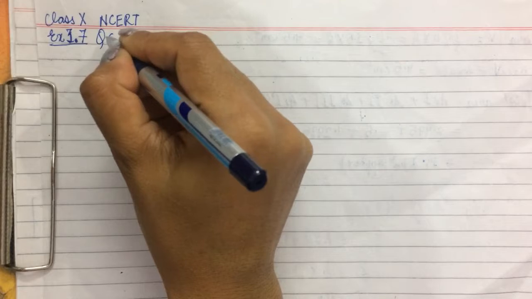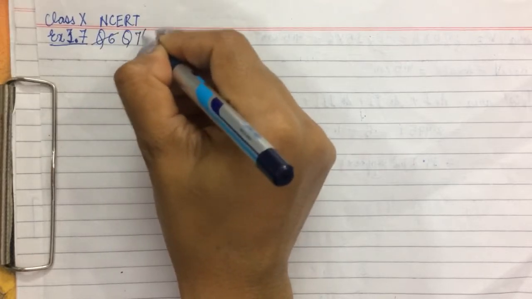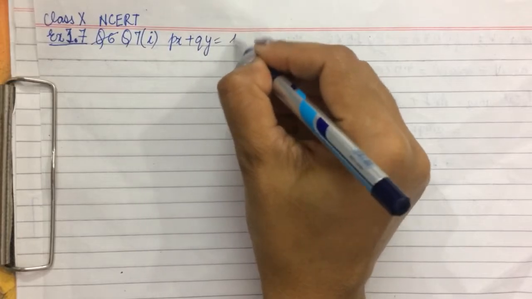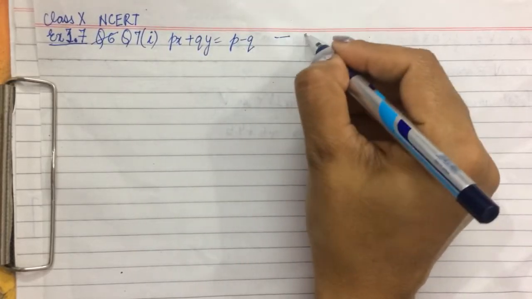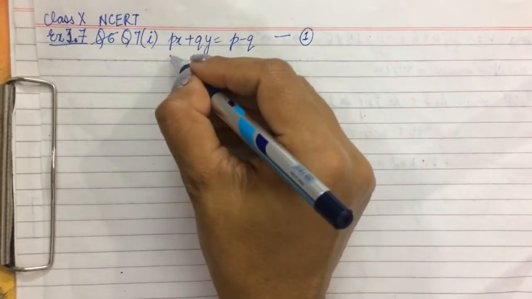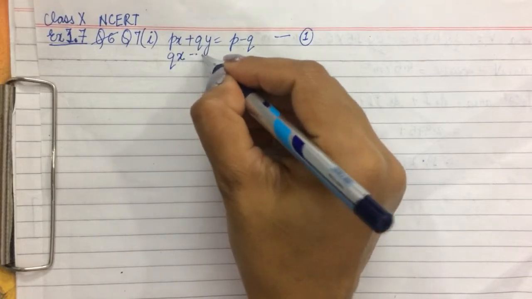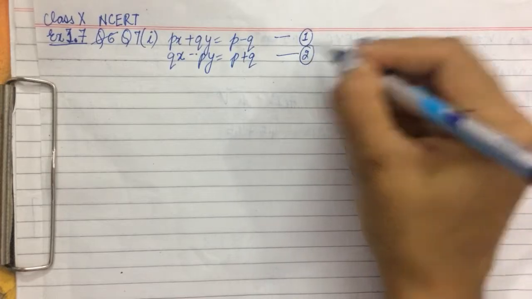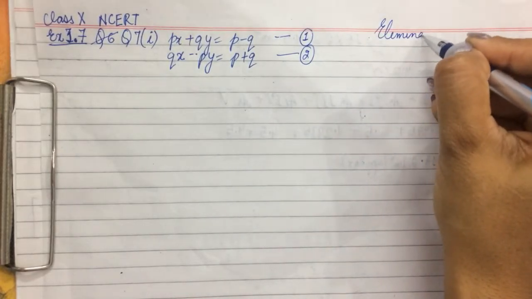Question number 7, first part, we have px plus qy equals p minus q. This is equation number 1. The next equation is qx minus py equals p plus q. This is the second equation and I am going to use elimination.